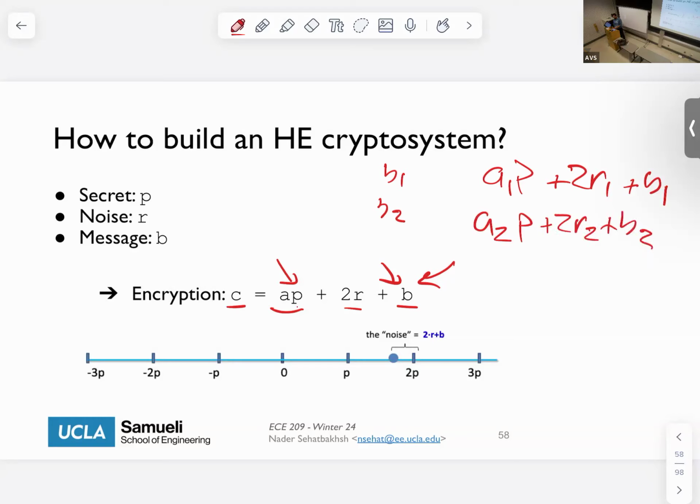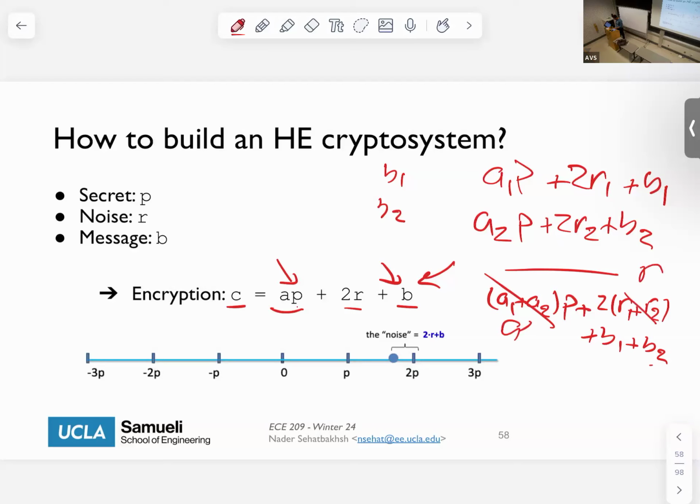Okay, so if I add these two numbers together, I'm going to simplify this quickly. What you're going to see is (A1 + A2) times P plus 2 times (R1 + R2) plus B1 plus B2, okay? So you're going to see something like this.